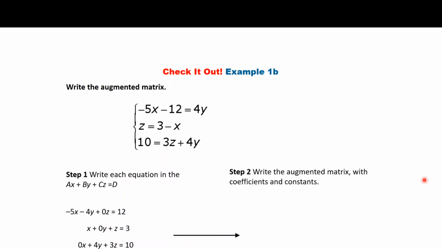All right, so once my equations are written in the correct format, I can just write my augmented matrix. Half of it is going to have our coefficients, and the other half will have the constants. Our coefficients: negative 5, negative 4, 0; 1, 0, 1; 0, 4, 3. And our constants: 12, 3, and 10. So I just want to make sure you see where all of those are coming from.